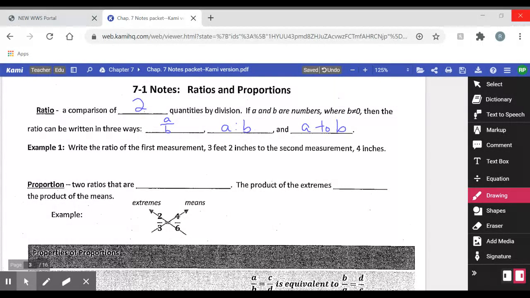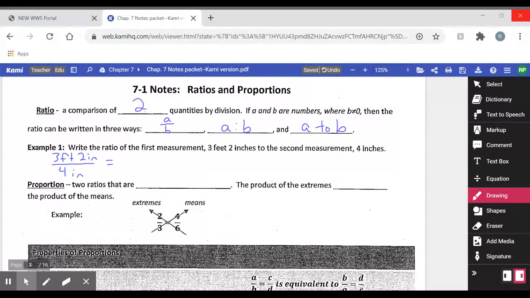Example 1 says, write the ratio of the first measurement, 3 feet 2 inches, to the second measurement, 4 inches. If it says from the first to the second, then it's telling you which number goes in the numerator of the fraction and which goes in the denominator. So I can say 3 feet 2 inches over 4 inches. But if they are not in the same units, I can't really compare them very well. I could switch it all to feet or all to inches. I'm going to go all to inches. So try and think of what 3 feet 2 inches would be in inches.